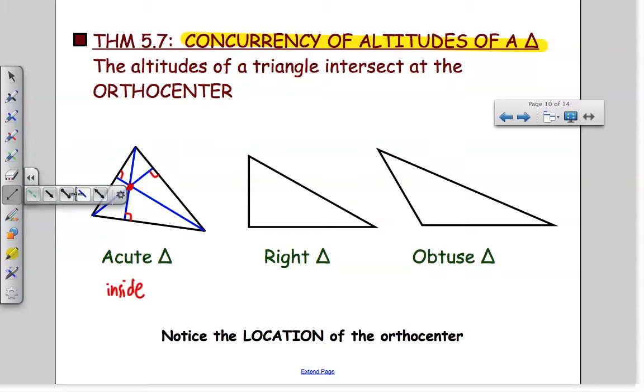In a right triangle, something kind of interesting happens. If I go at a right angle to the opposite side from this vertex, I'm on the leg. If I go from this vertex at a right angle to the opposite side, I'm just going over that leg as well. And if I go from this vertex at a right angle to the opposite side, you notice I'm actually meeting on the triangle, right on the right angle vertex.